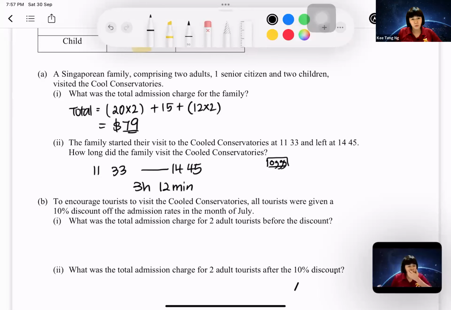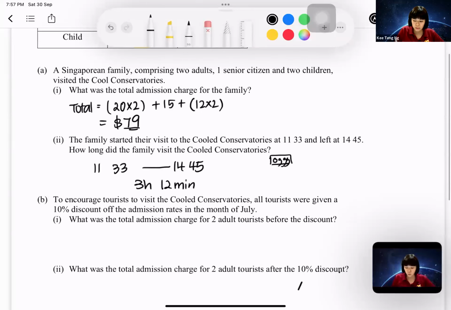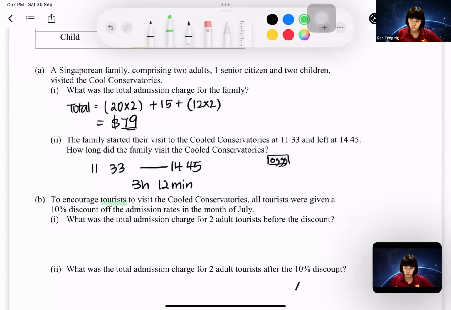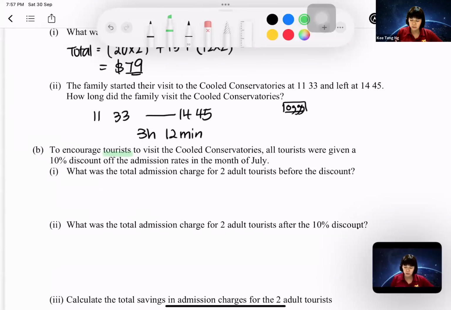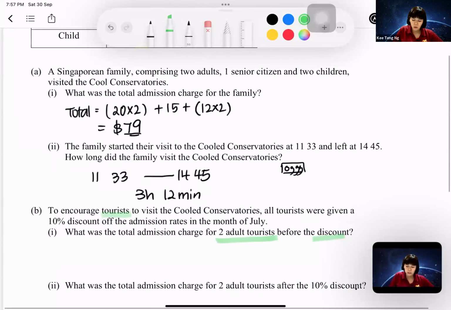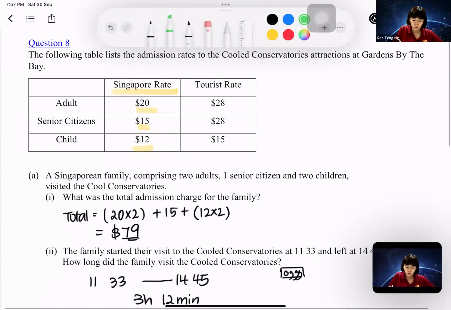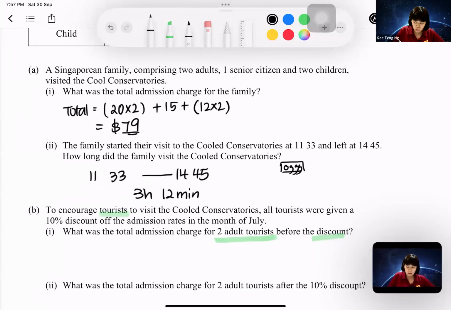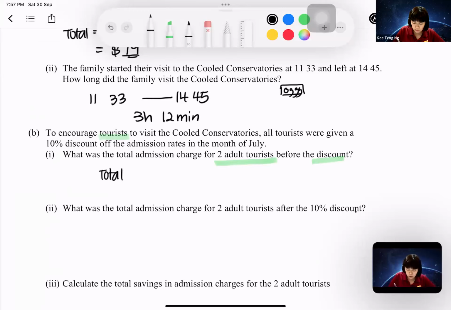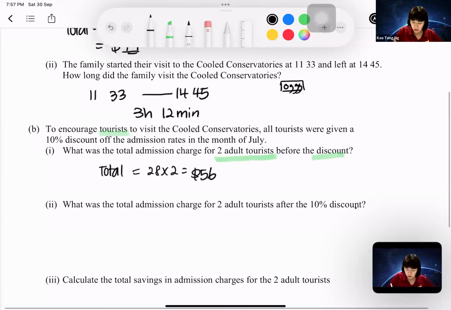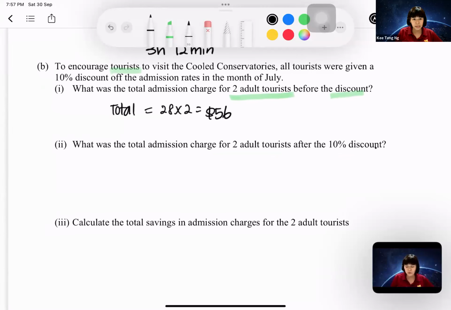Next question, to encourage visitors, tourists. So now we're going to use tourists, okay? All tourists are given a 10% discount off the admission rate in the month of July. What is the total admission rate for 2 adult tourists before the discount? So tourist rate for 2 adults is $28 times 2. So total will be 28 times 2. And that gives me $56.